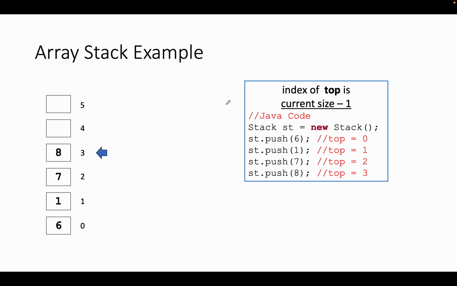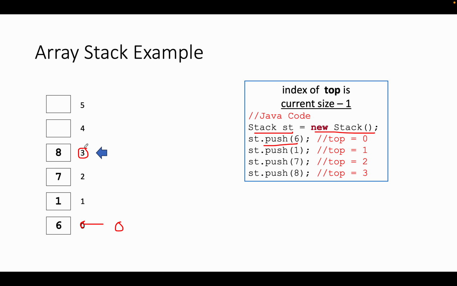Here is just an example where we create a stack named T, and then you use the operation push 6. So 6 goes here, and then top is at position 0. Push 1, top is at position 1. Push 7, push 8. Right now top is at 3.